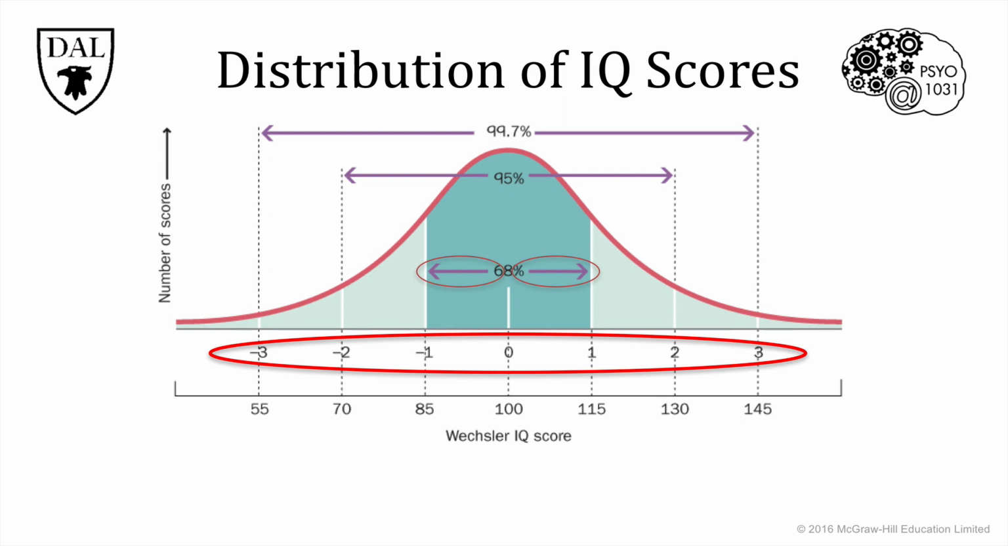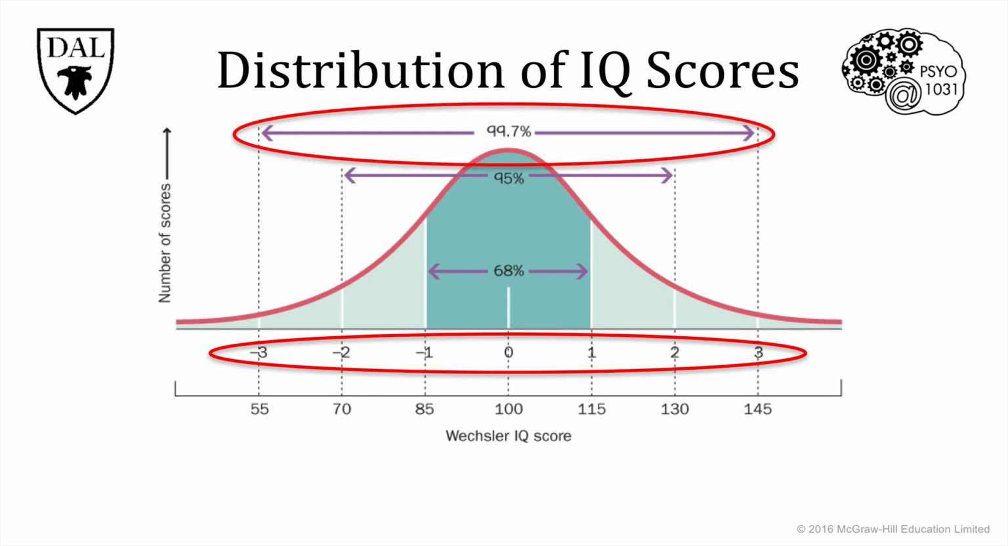This means that 68% of the population is plus or minus one standard deviation of the mean, which works out to a span of IQ scores from 85 to 115. 95% of the population is within two standard deviations above or below the mean, so between 70 and 130, while pretty well everyone, or 99.7%, falls within three standard deviations, so between 55 at the low end and 145 at the high end.